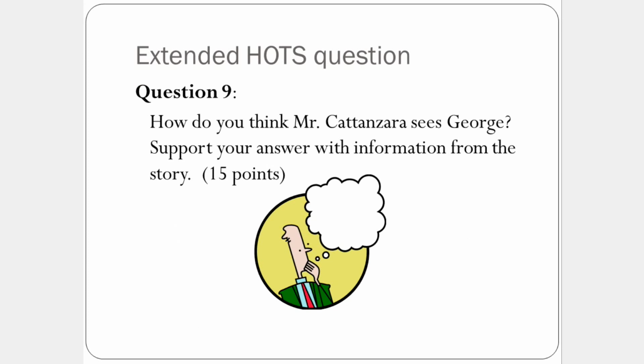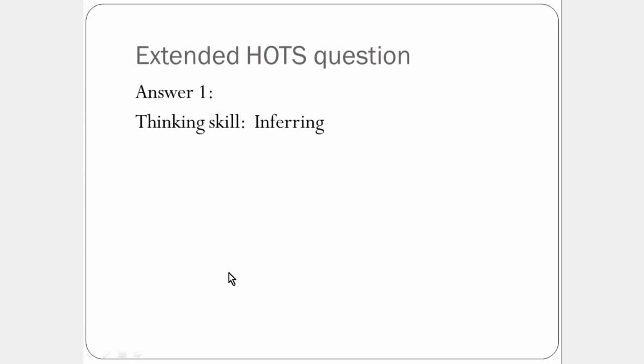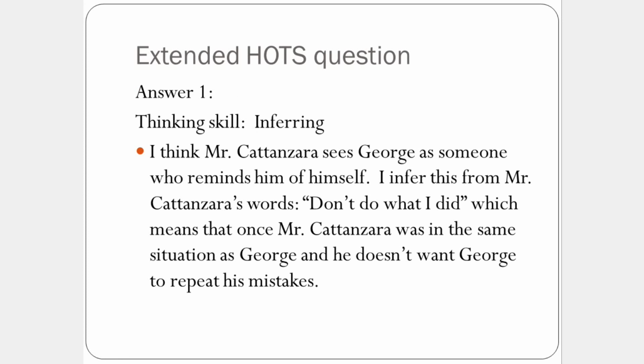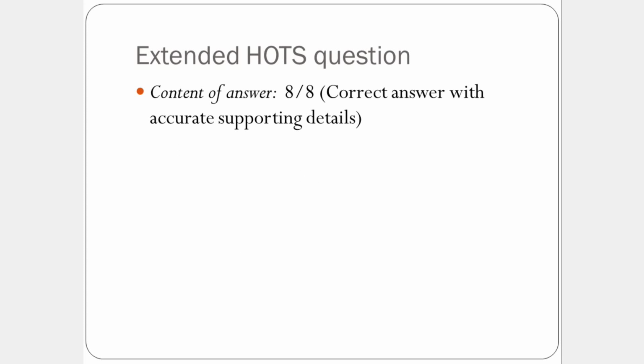Question 9. How do you think Mr. Catanzara sees George? And then again, support your answer with information from the text. This first student used the thinking skill of inferring. "I think Mr. Catanzara sees George as someone who reminds him of himself. I infer this from Mr. C's words, 'Don't do what I did,' which means that once Mr. Catanzara was in the same situation as George and doesn't want him to repeat his mistakes." Perfect answer. That has accurate supporting details.